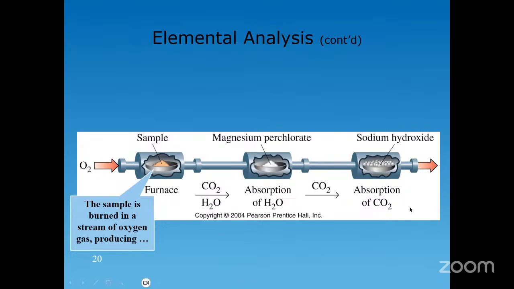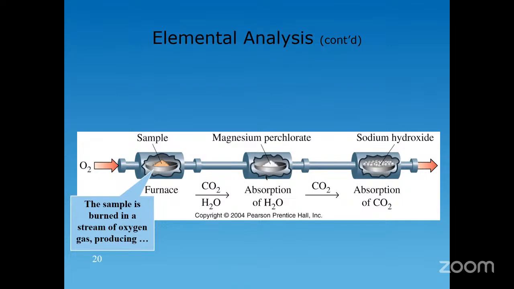So the assumption, of course, is that you have enough magnesium perchlorate here to absorb all the water that is produced from the combustion of your sample, right? If that's the case, then the only thing that would emerge from this compartment would be carbon dioxide, right? And that would be led into this compartment, which will contain a substance which will absorb it. In this case, it's sodium hydroxide. You can also use potassium hydroxide for that same purpose, right?